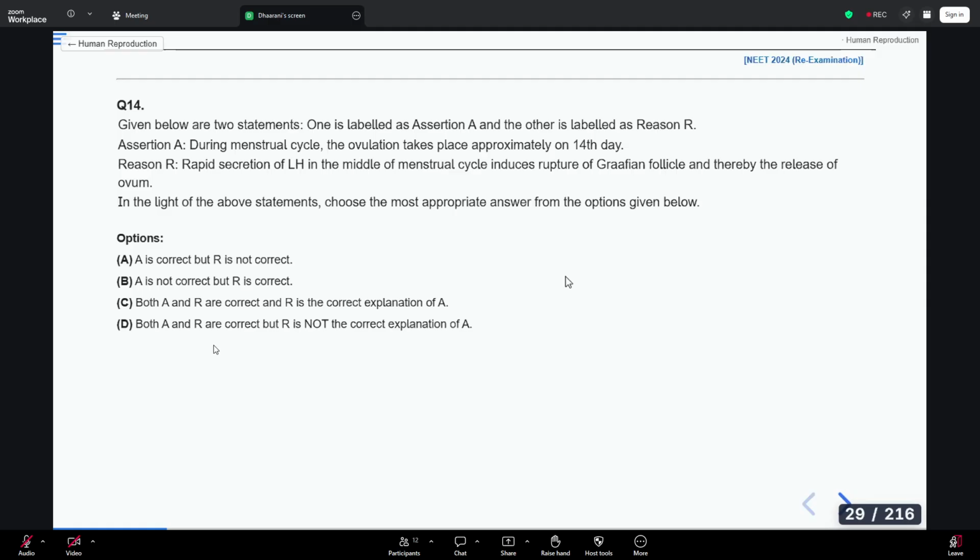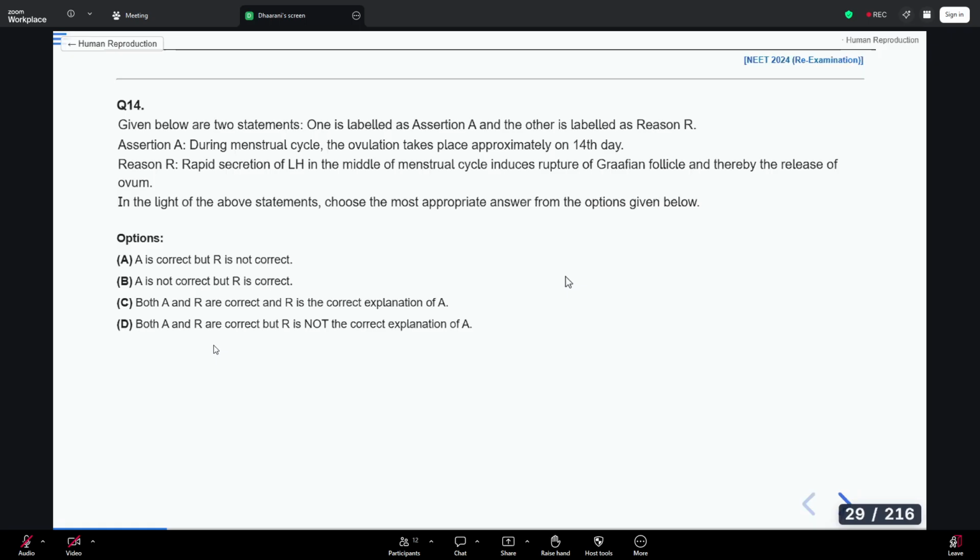Come on, what about others? Give an answer for this question. Come on, fast. Okay, option C. So everyone is telling that it is option C. Okay. Assertion they have given, right? During the menstrual cycle, ovulation takes place approximately on the 14th day.